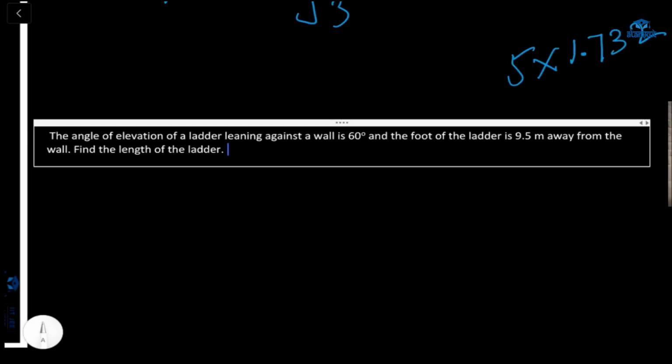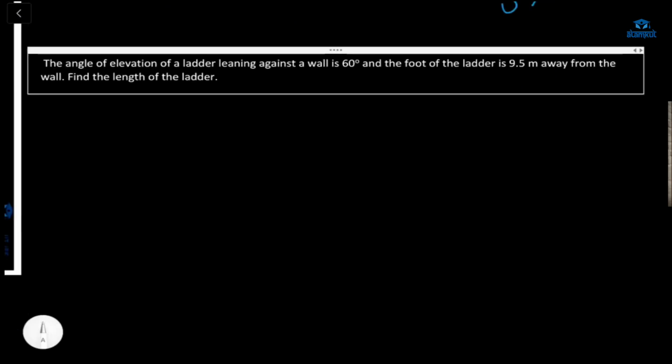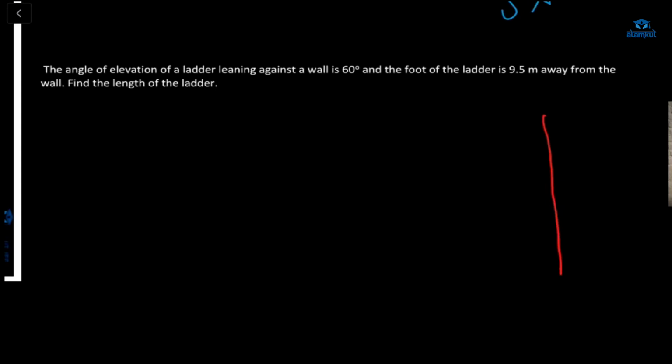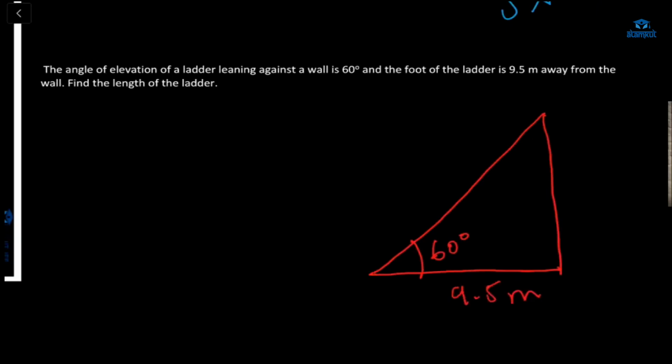Okay, so what's given here? Find the angle of elevation of a ladder leaning against a wall. Okay, so this is a wall and this is your ladder. Now, angle of elevation, this is 60 degree. And the foot of the ladder is 9.5 meter away from the wall. Find the length of the ladder.